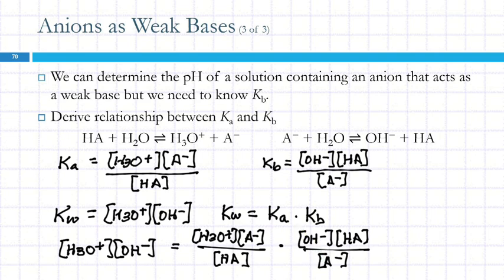Well, if we look at these, there's an A minus on the top and bottom in both of these. Those are going to cancel out. And the HAs are going to cancel out. Hydronium times hydroxide equals hydronium times hydroxide. So this is the relationship that we're going to use. There's other ways you could demonstrate that, but that's what came into my head just now. Any questions?